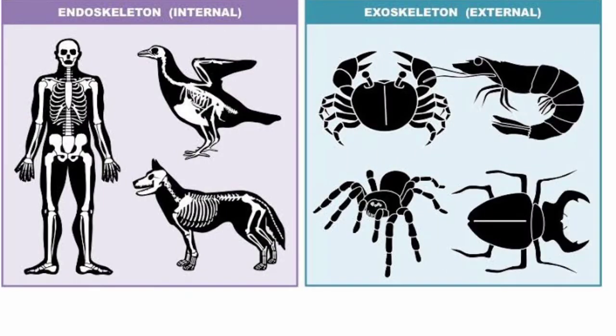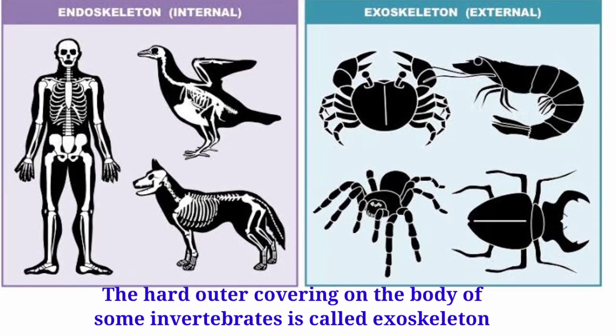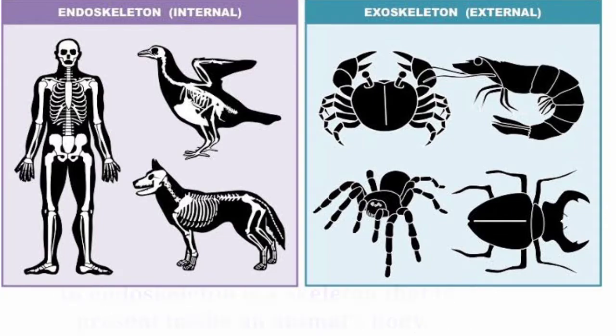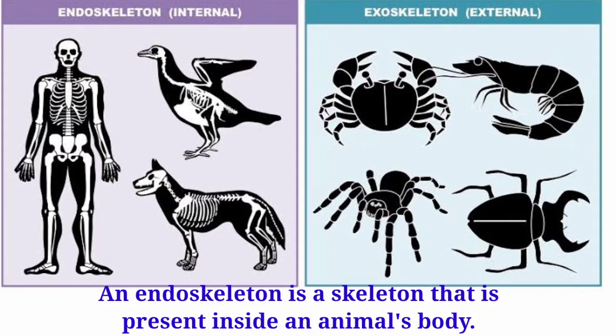Types of skeleton. There are two types of skeletons, exoskeleton and endoskeleton. The hard outer covering on the body of some invertebrates is called exoskeleton. It protects the body. It is attached to muscles and helps in movement. Animals like cockroaches and snails have an exoskeleton. Endoskeleton is a skeleton that is present inside an animal's body. All vertebrates such as fish, birds and mammals have an endoskeleton.